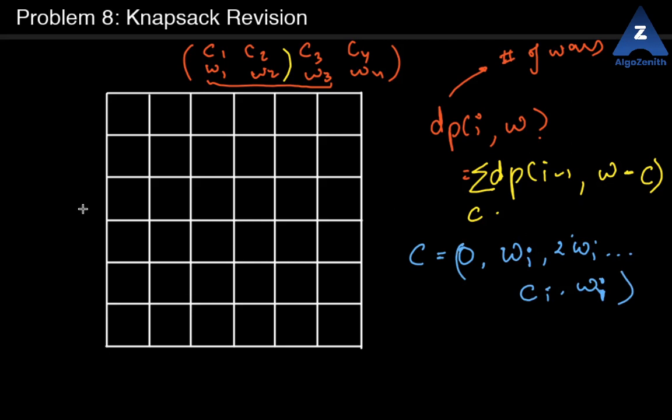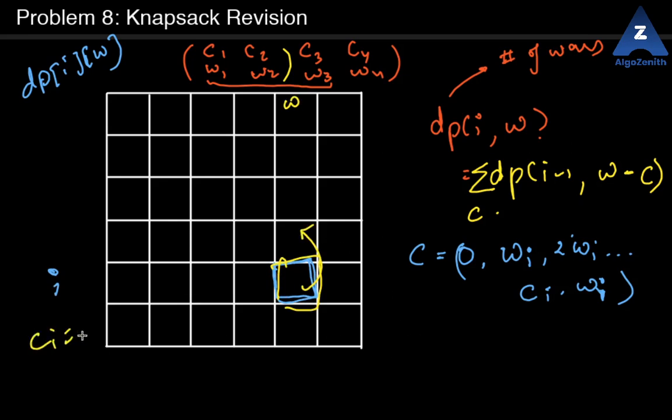So if you think about it in this DP table, this is the DP of I comma W that we are creating. For any particular cell, say this is your I, and this is the particular W you are seeking right now. So this is the cell. Let's say CI is equal to 2 and WI is equal to 2 as well.